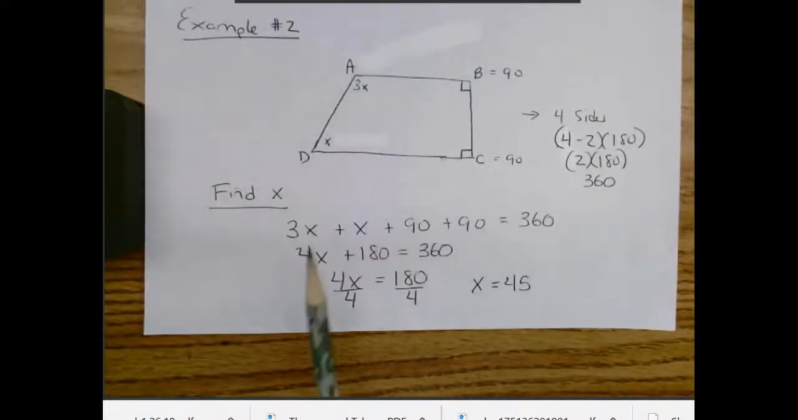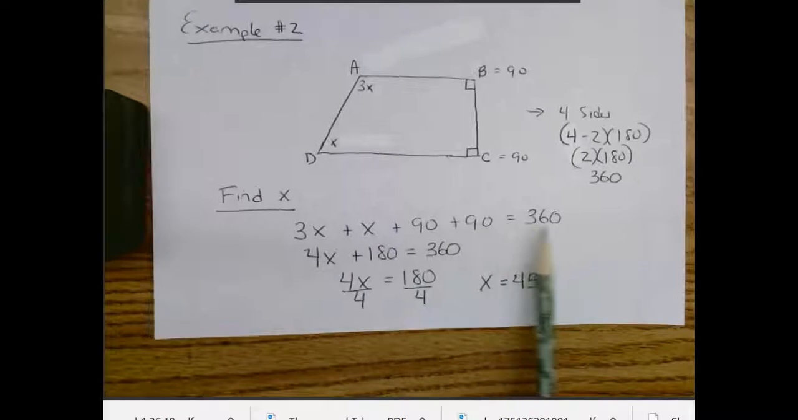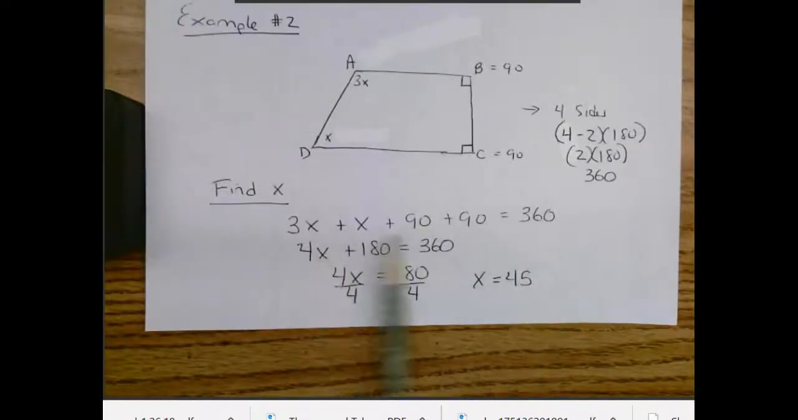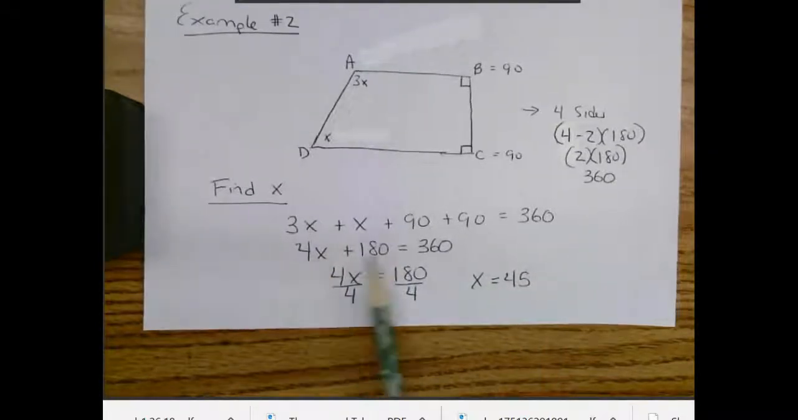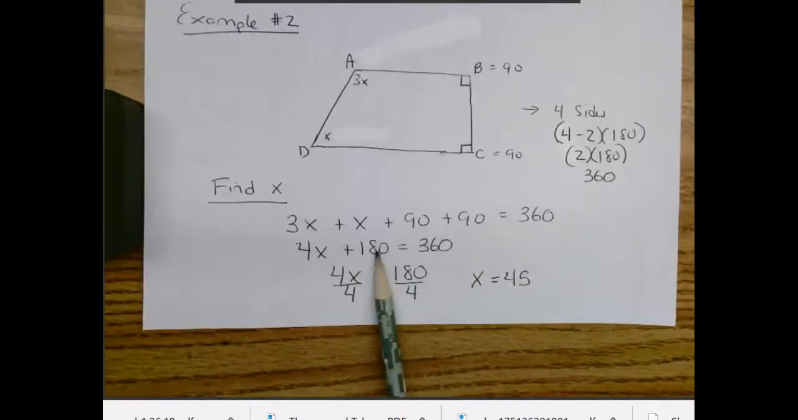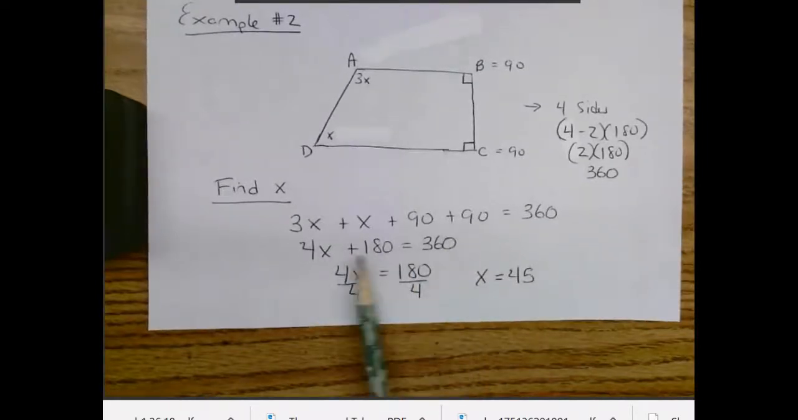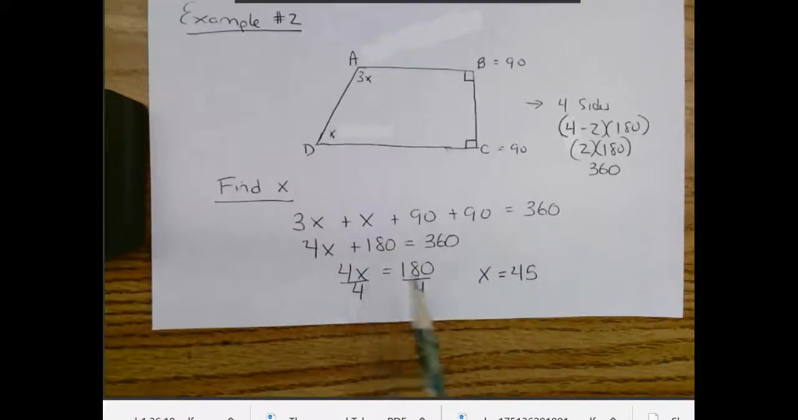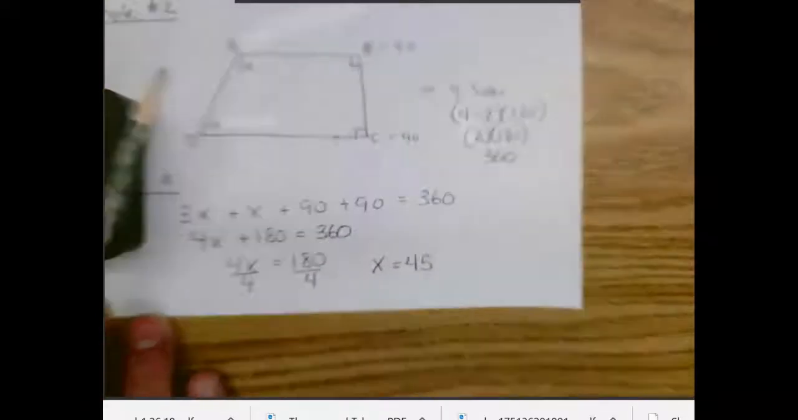So we just plug in each variable. We have 3x this angle, plus the angle x, plus these 2 90s. That will give us 360. We then collect like terms, 4x, and we add these 90s, plus 180 equals 360. And then we're going to minus 180, gives us 4x equals 180. Divide by 4, and we get to our angle x equals 45.